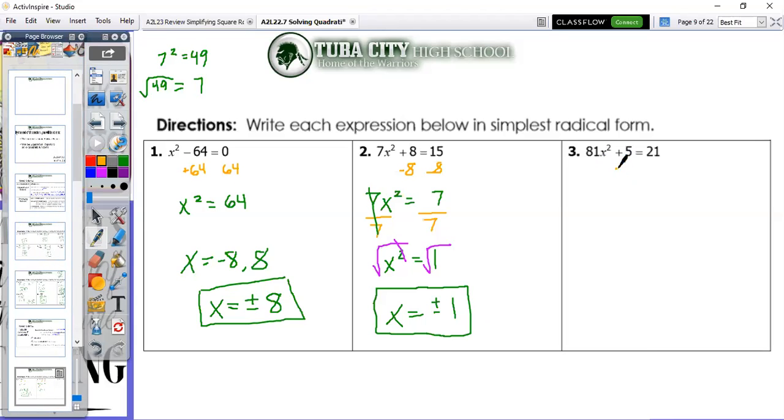So I have -5 to isolate our number, 81x squared. 21 minus 5 is 16. And I still need to get that x squared by itself. So isolate by dividing both sides by 81. So again, we're just kind of working backwards with all of our inverse operations.